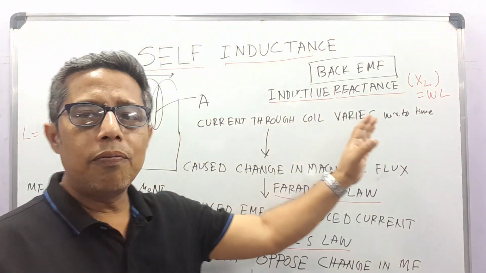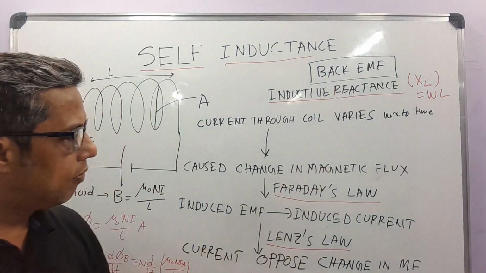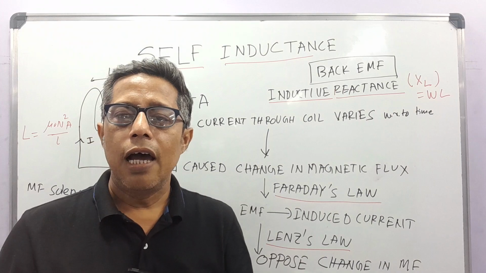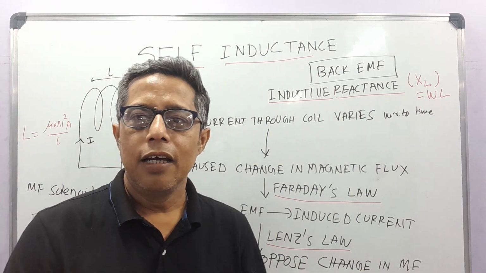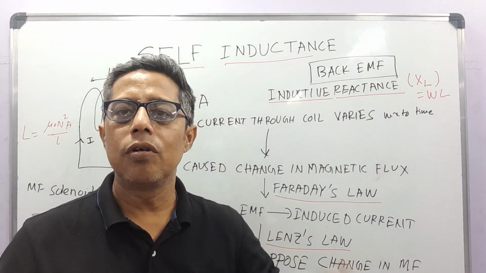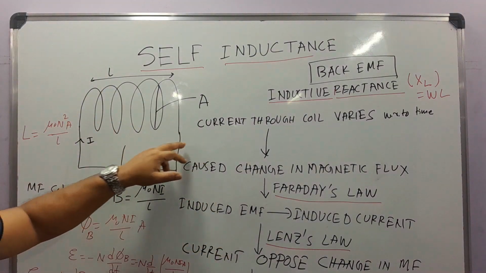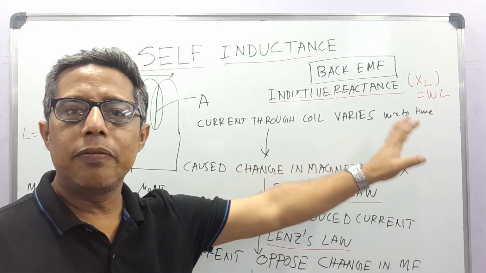So just go through the flowchart and write down the flowchart. It will take 1 minute for you, and it will also help you to practice. You don't have to go back to the books multiple times. So first is that current through the coil varies with respect to time.